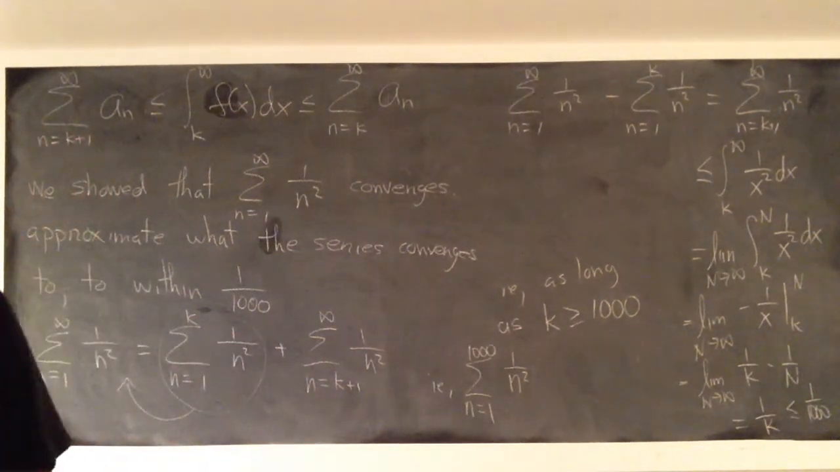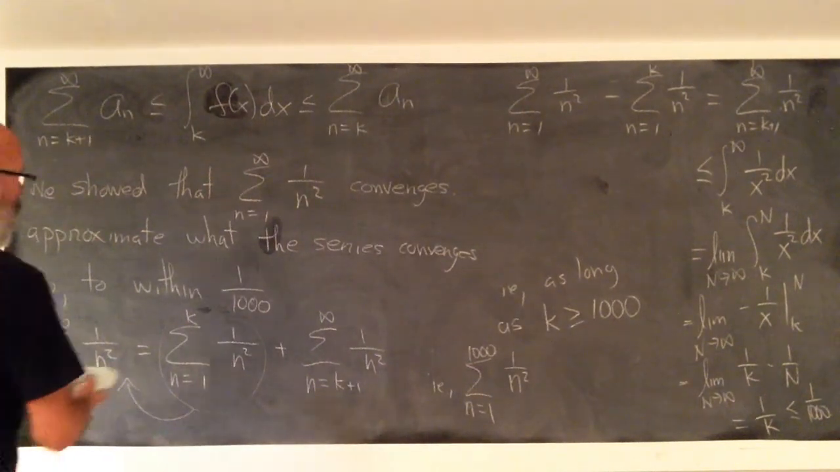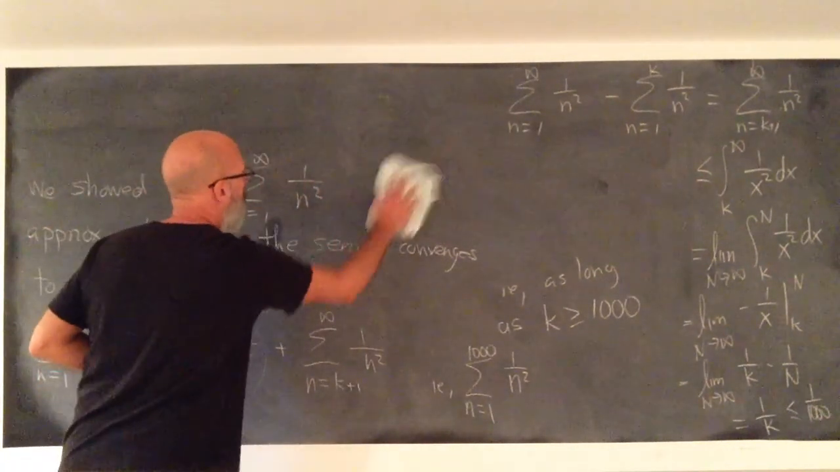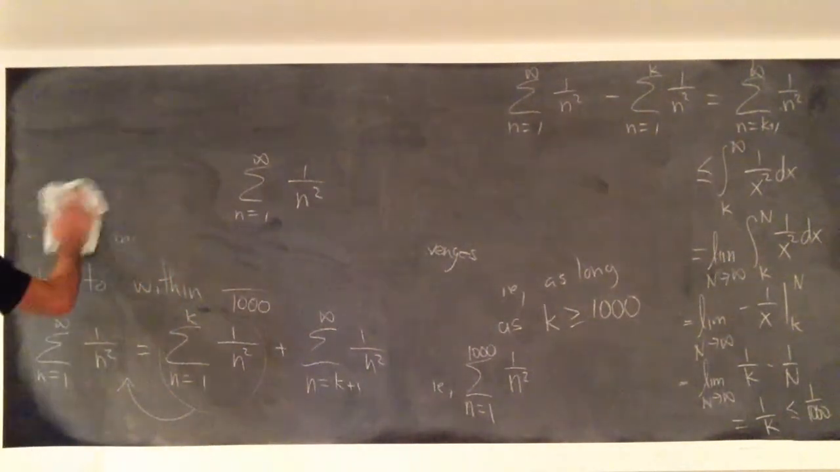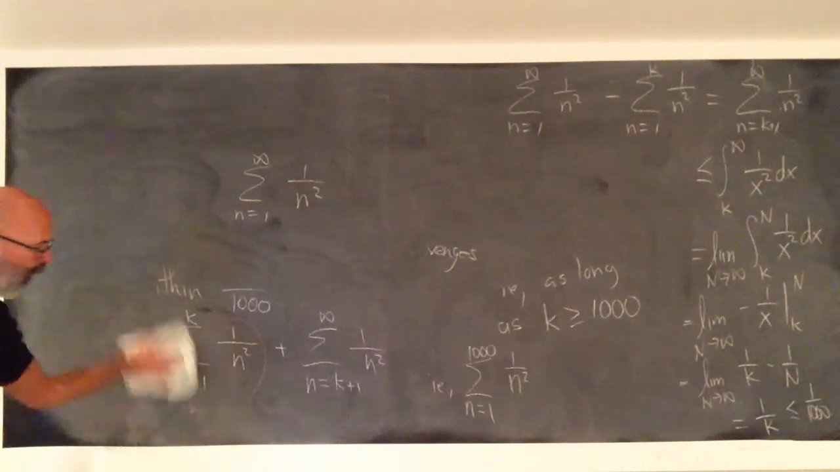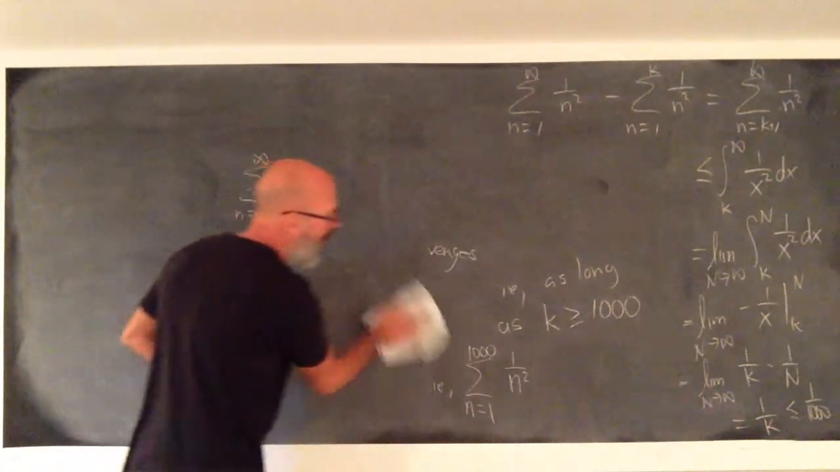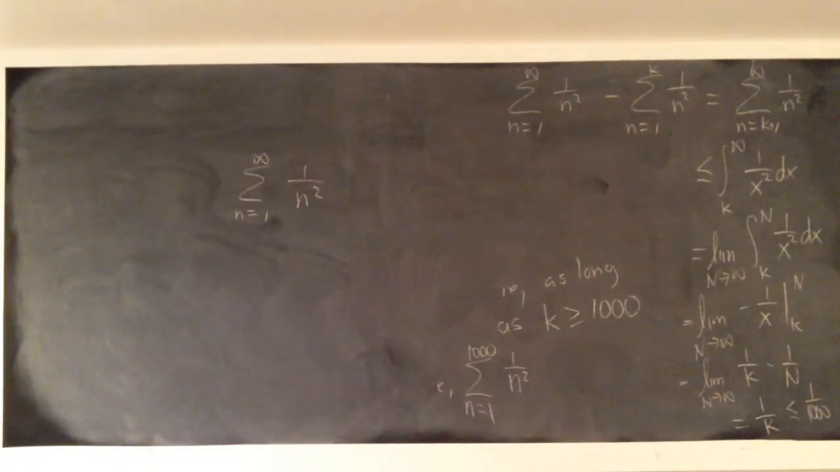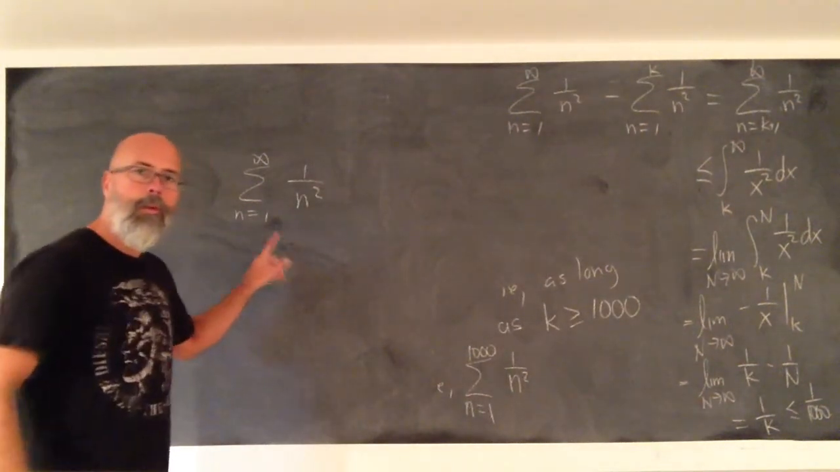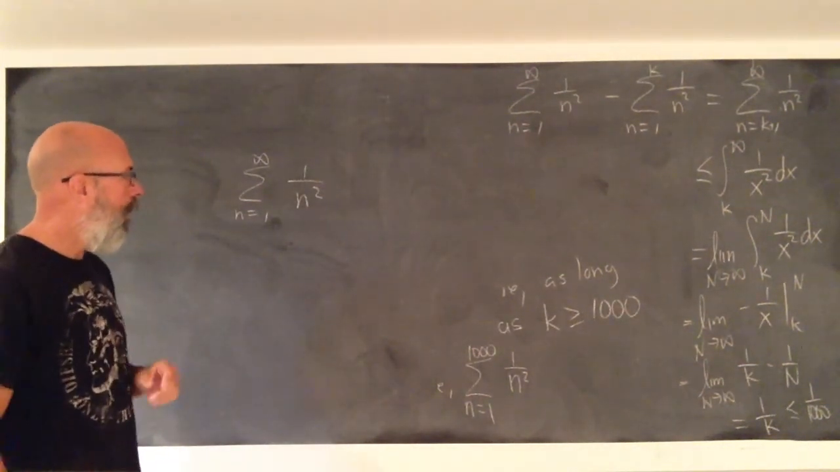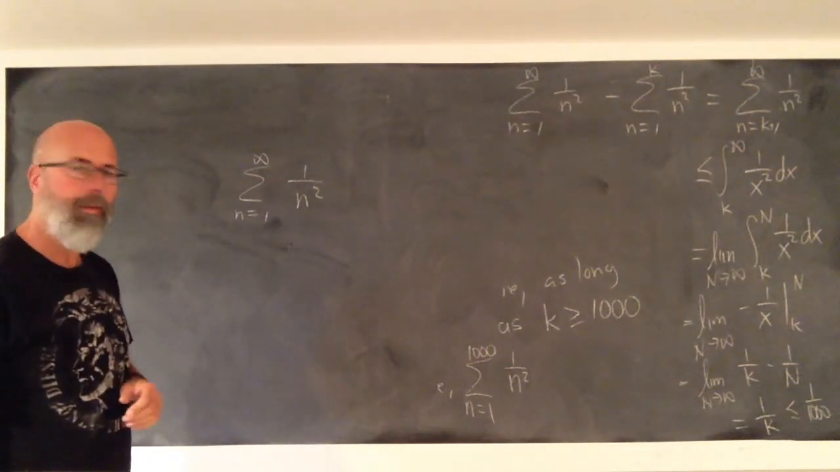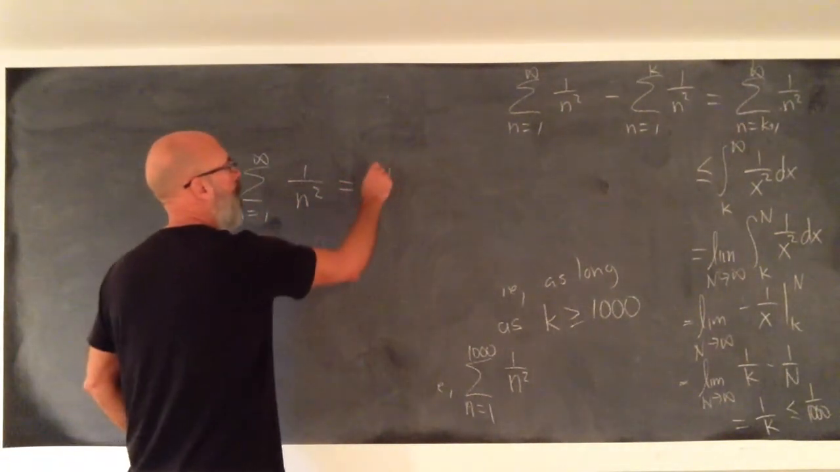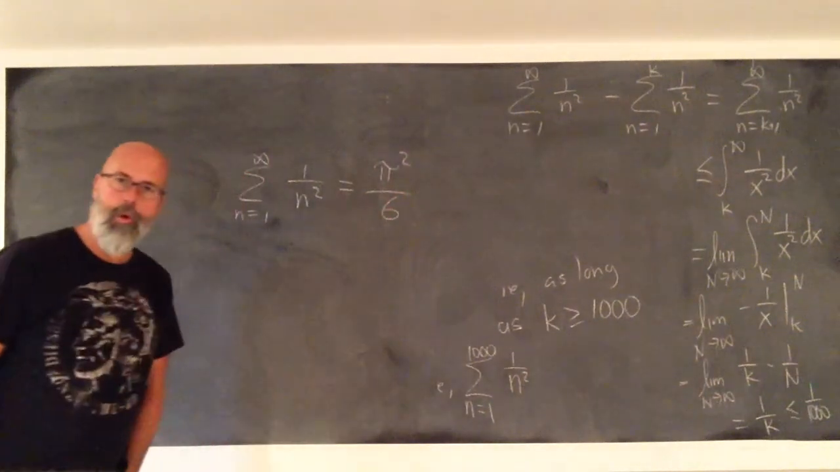Now, I said we didn't know what the series converges to, right? The integral test gives us convergence of this series. It doesn't tell us what the series converges to. Now we're able to approximate. But it's a beautiful result that we actually know what the series converges to. It's a deep result. We don't have the machinery to prove it yet, but I can give you the result. This series actually converges to pi squared over 6.